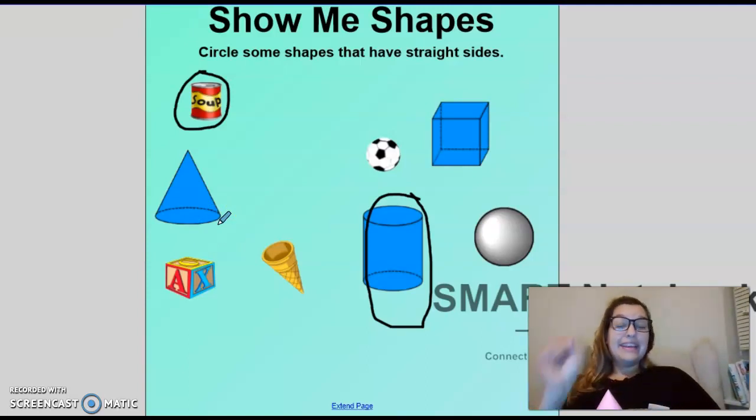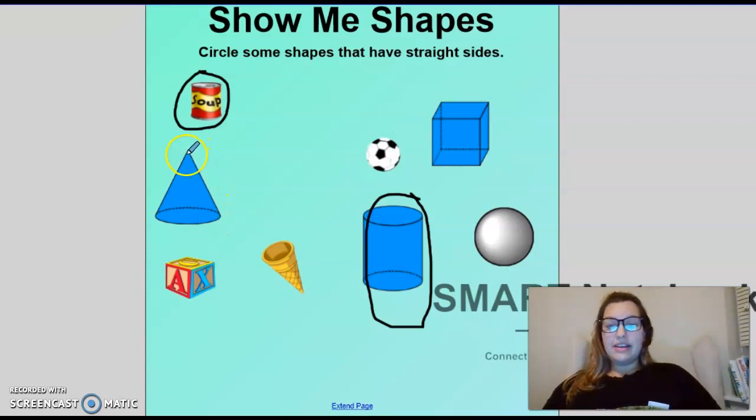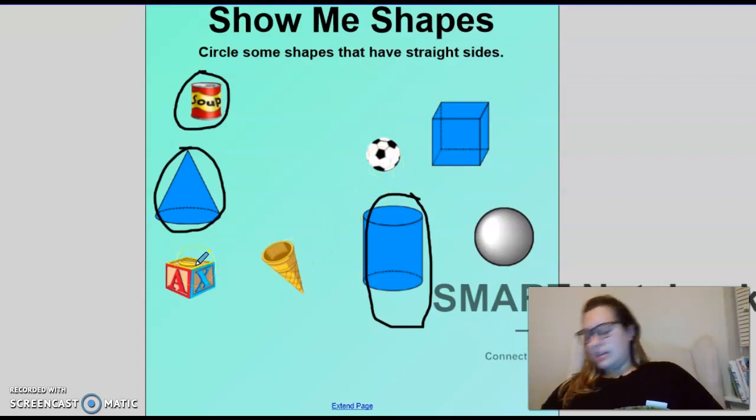I would agree. Yes, it does have straight sides. Right here are straight sides. I'm going to go ahead and circle it. Can you match it to one of the objects? Which object out of these three, the soccer ball, the ice cream cone, or the block, does it match? Match the block? No. Does it match the ice cream cone? Yes.